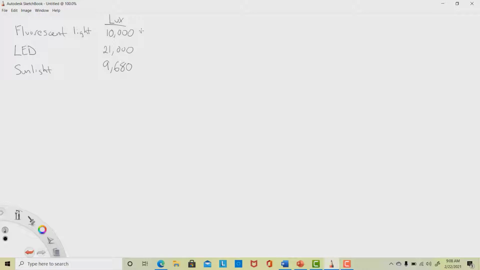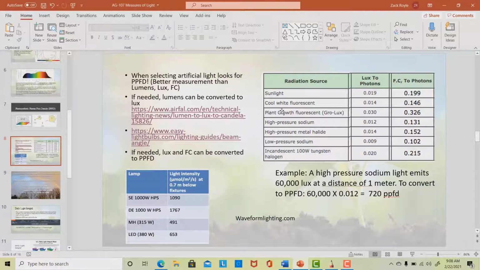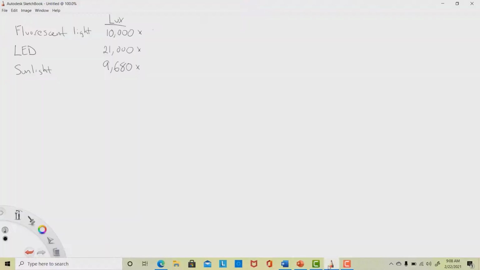So we are going to use the table that we had in our PowerPoint and maybe some other resources to get this value, as I'll show you. So if we go back to our table here, we see that we're using a cool white fluorescent light for our fast plants. So we're going to multiply the value we got on our lux by this 0.014 to give us our photons, or really our PPFD value. So we'll go back up to here, times 0.014 equals, and this is going to be PPFD.